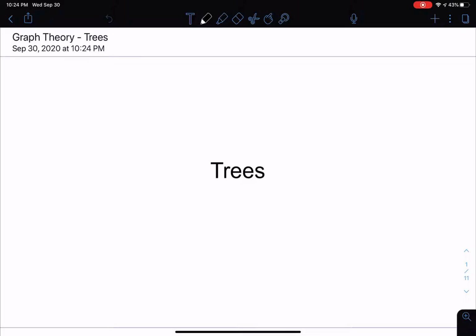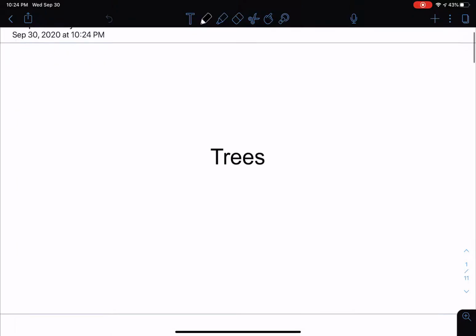Hello. Let's wrap up our graph theory unit with trees today. We'll talk about what trees are in respect to graph theory, and then this information will also help you to finish up your project with the dream vacation that you're going to take in your project world.